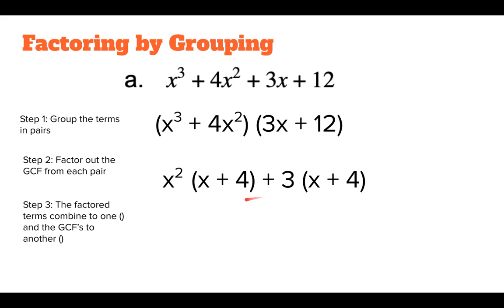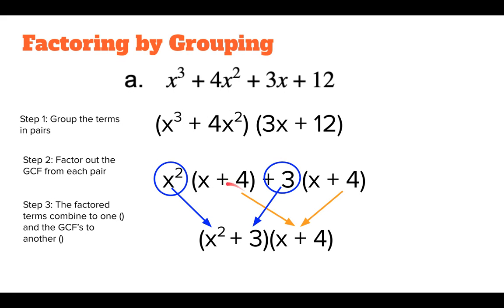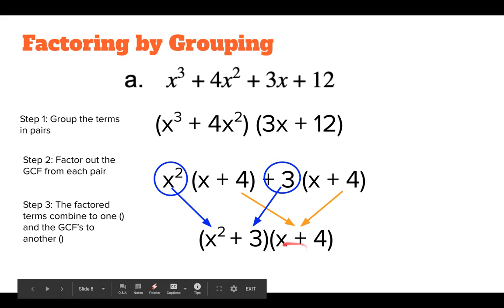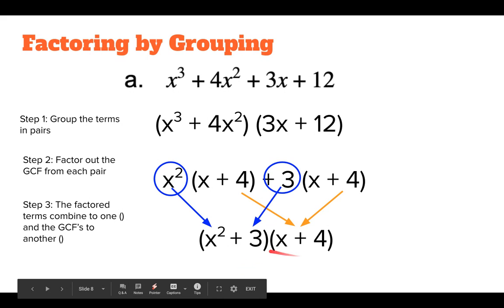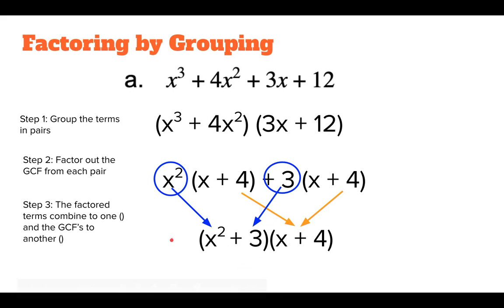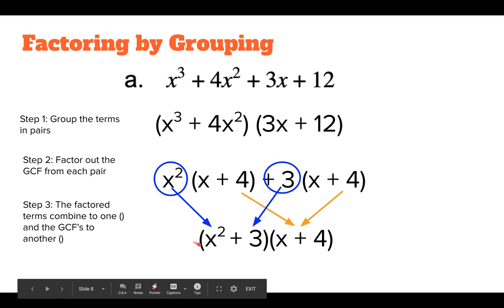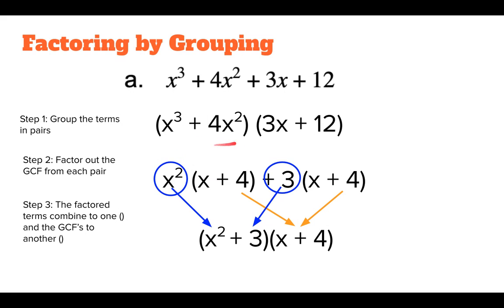Now, the factored terms combine to 1 parenthesis, and the greatest common factors combine to another parenthesis. What that means is the x plus 4 comes here, and the x squared plus 3 comes here in 1 parenthesis. If you're thinking about the distributive property, this is really just that double distributive. And then I'm combining like terms to get up here. So I'm undoing the distributive property.